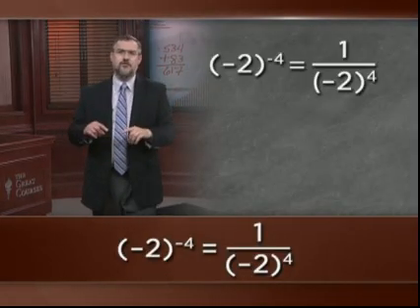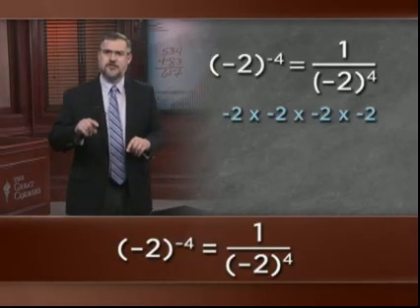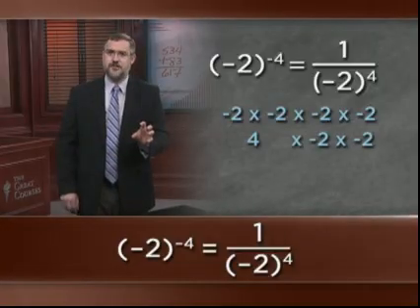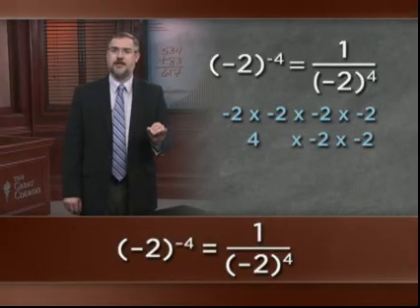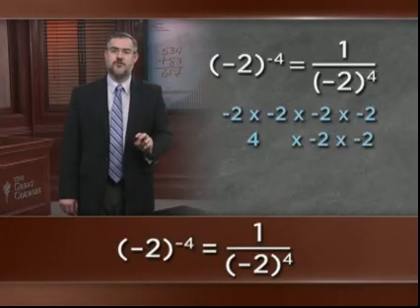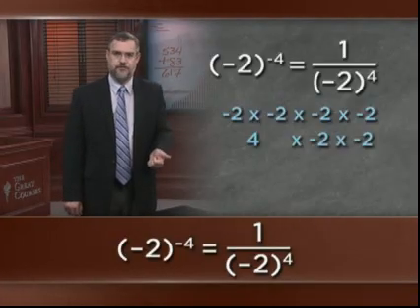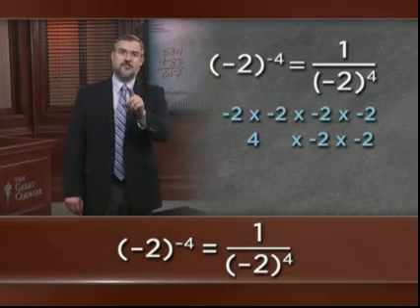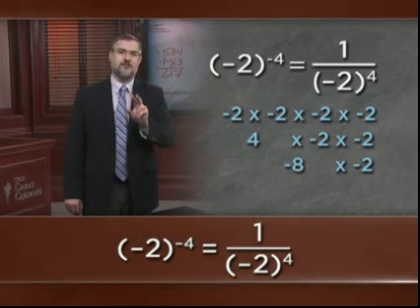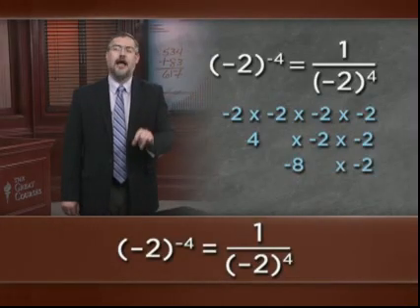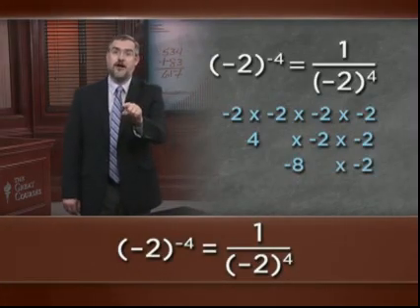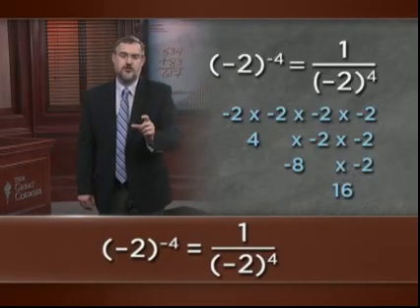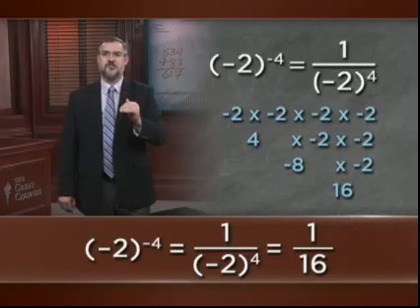Well, -2 to the 4 is the same as -2 times -2 times -2 times -2. And that's the same as +4 times -2 times -2. Remember, those first two -2's will multiply together to give me a +4. Now I'm going to take the +4 times the next -2. That's -8. So my denominator is now -8 times -2. And -8 times -2 is +16. And so my final answer turns out to be a little fraction, 1 over 16.